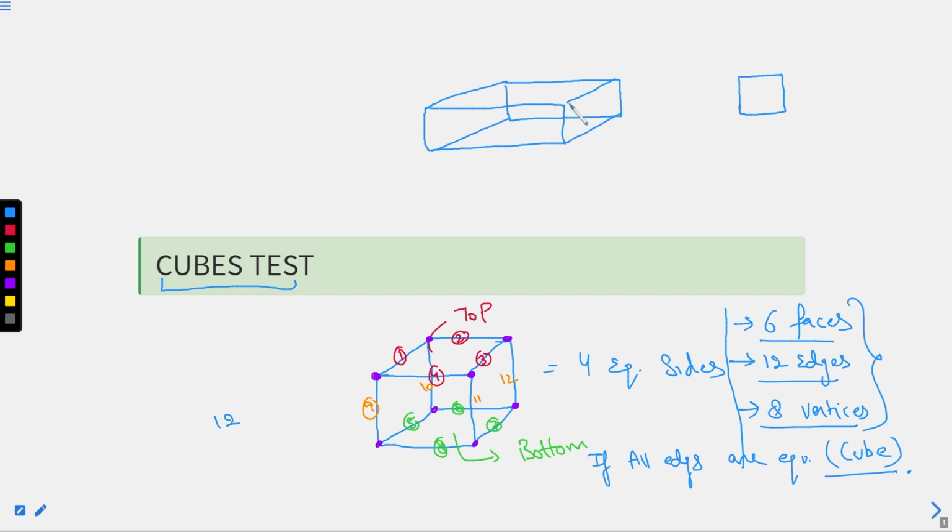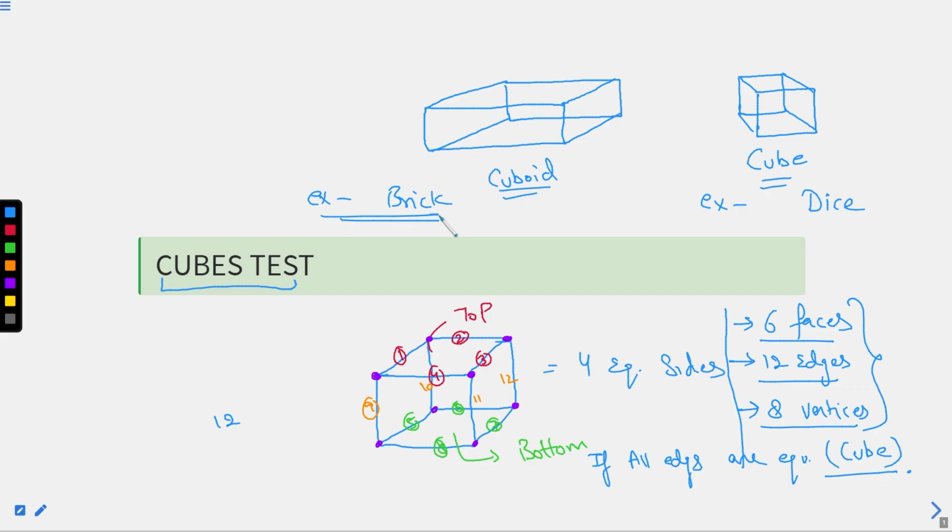You must have seen a brick. Normally a brick is in the shape of a cuboid. So this is what? A cuboid. And when we convert this with all equal sides, we are going to get a cube. So this is a cube. I hope you are very clear with both the figures, that is a cuboid and a cube. For a cube we have a good example of dice, right? As well as for a cuboid we have a good example of a brick, right?